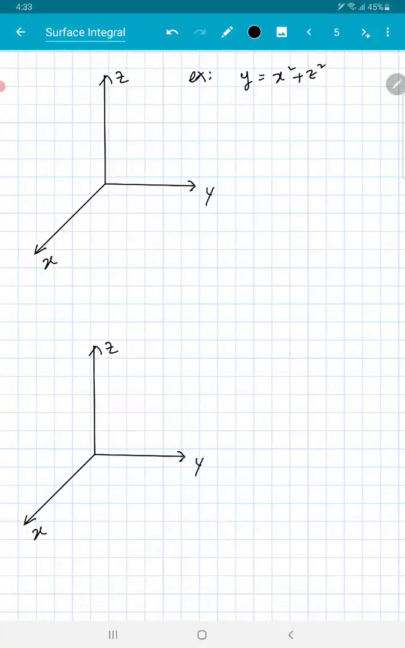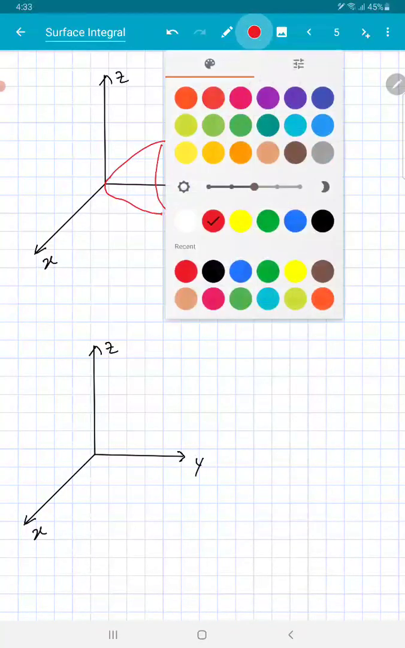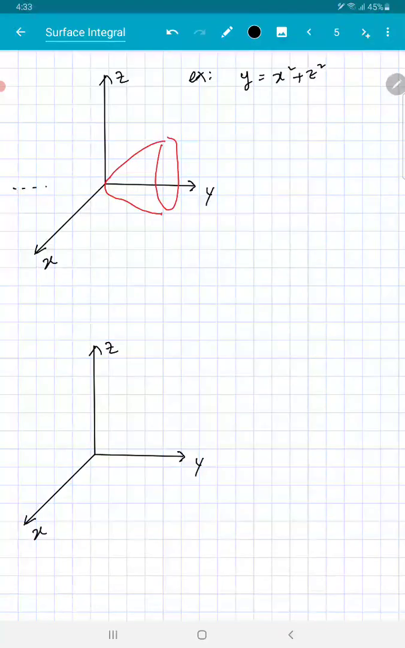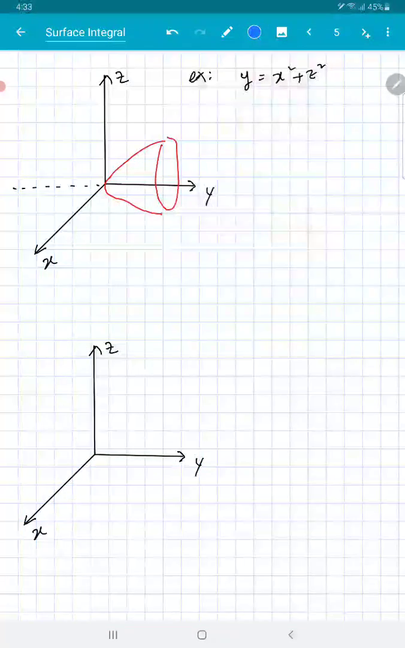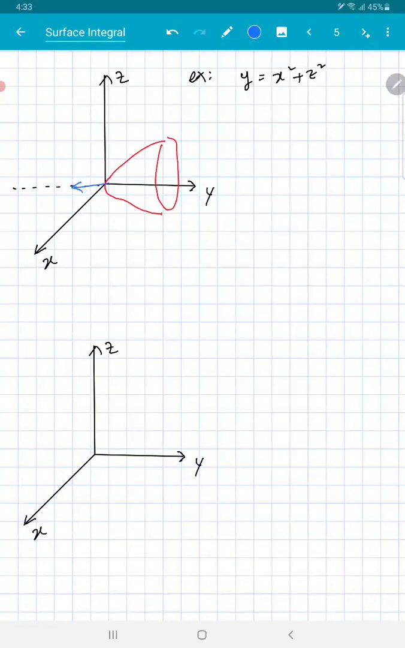Again, this is going to be a paraboloid, like so. Say something like this. Okay. Then, as you can see, your paraboloid here is facing the negative y-axis. So the normal vector to the surface would be like so. Okay, it's pointing like that.